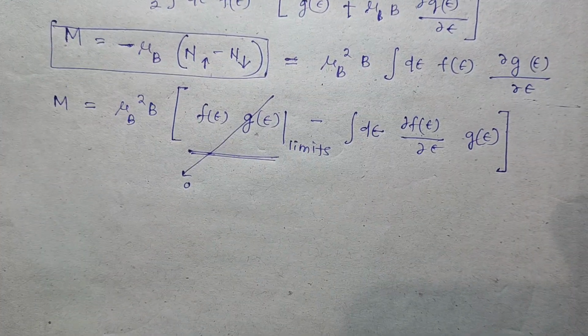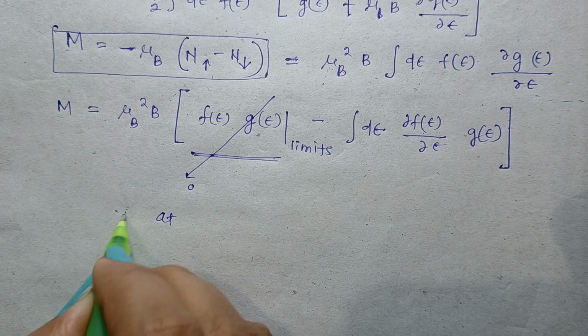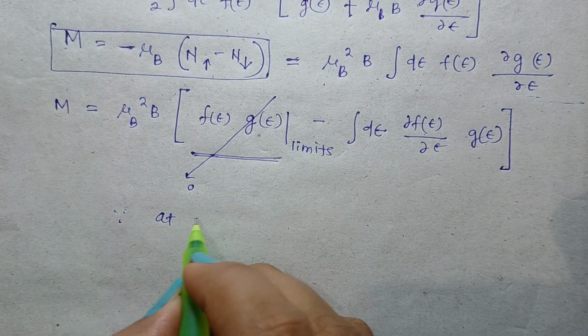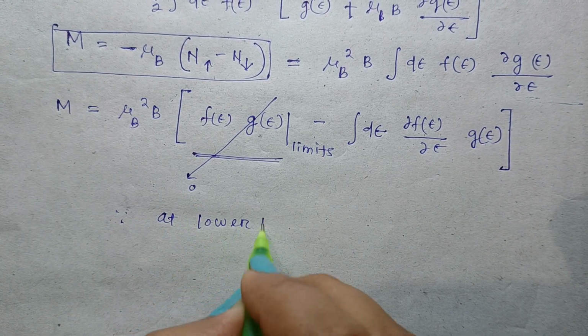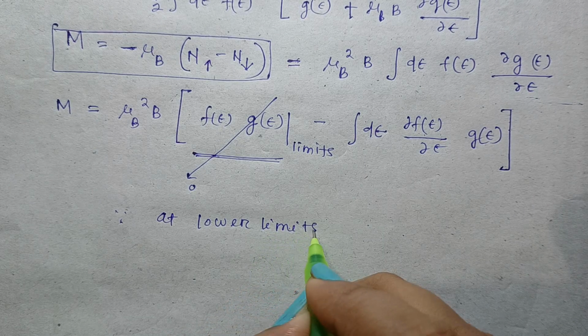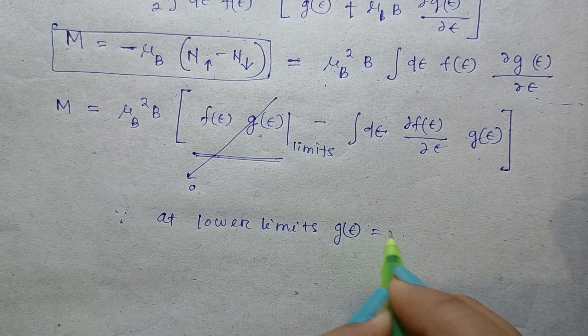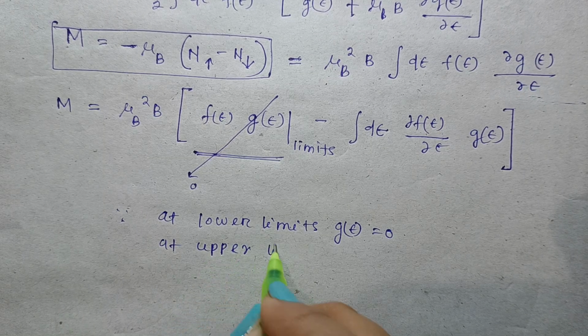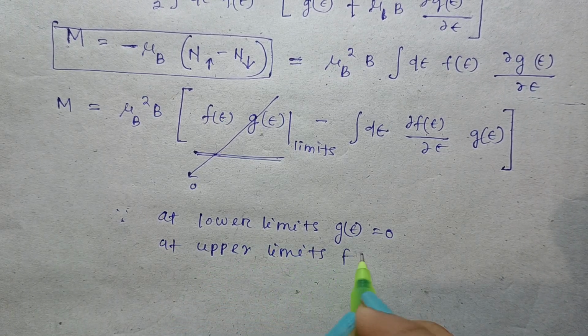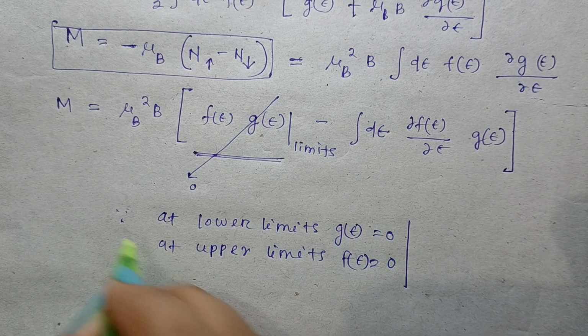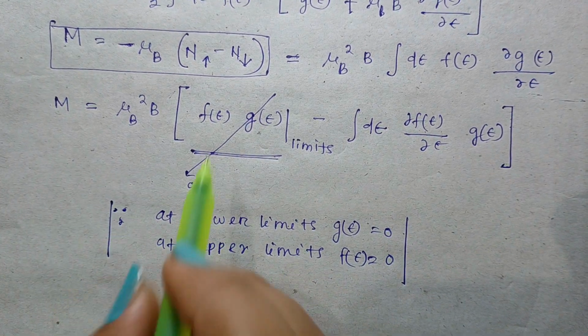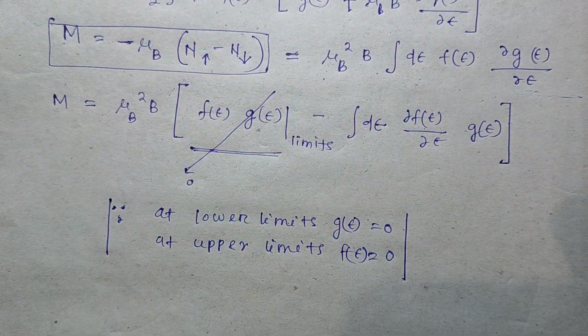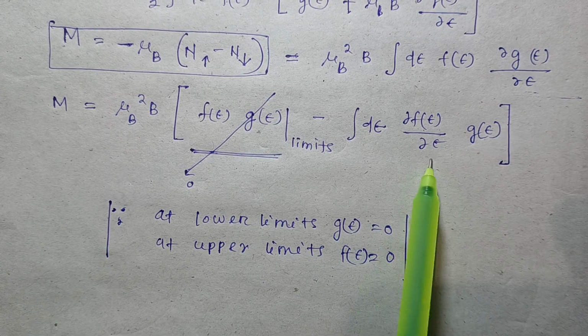Because at the lower limit G equals 0, and at the upper limit f of E equals 0. So this is the reason behind this. The first term will be 0. See, again the second term.